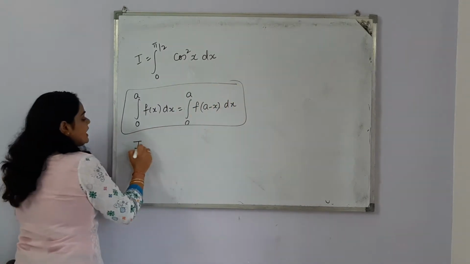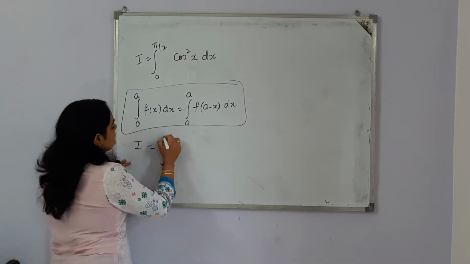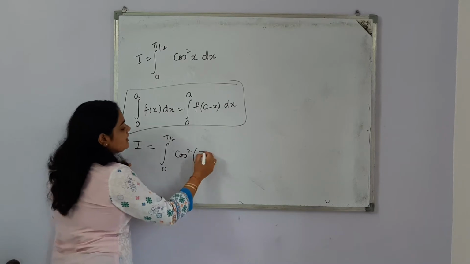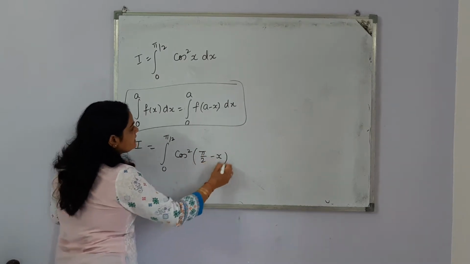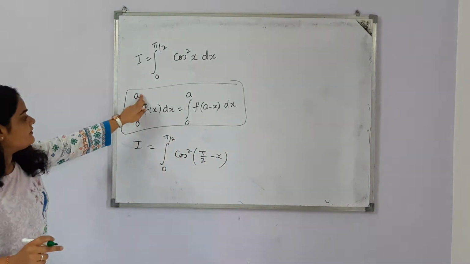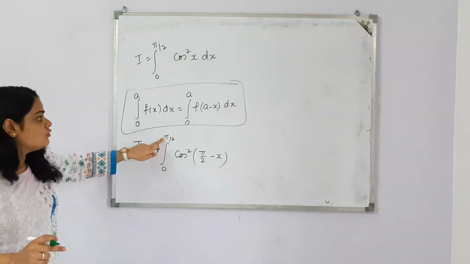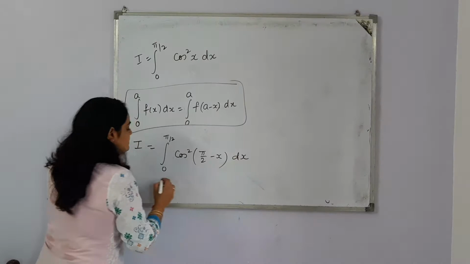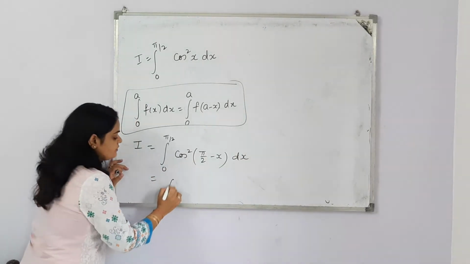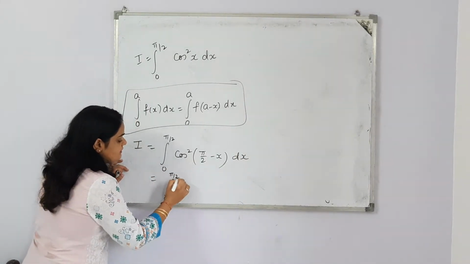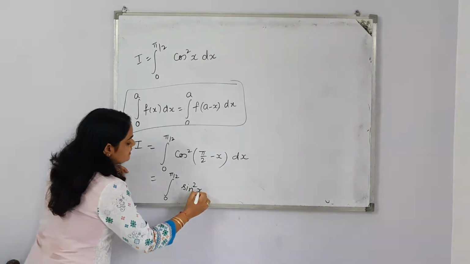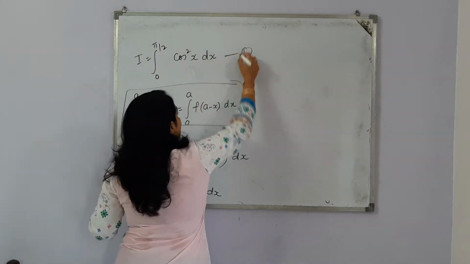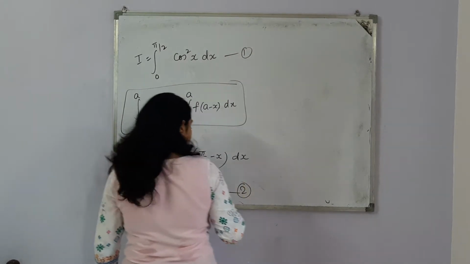So I equals, the limits remain the same, 0 to pi by 2 cos square, and in place of x, I am going to write pi by 2 minus x, because here in place of a I have pi by 2. So a minus x is pi by 2 minus x, dx. Cos of 90 minus x, we know, is sin x. So it becomes sin square x dx. Take this as equation 1, and this as equation 2.